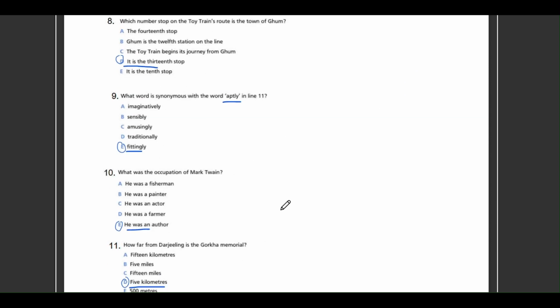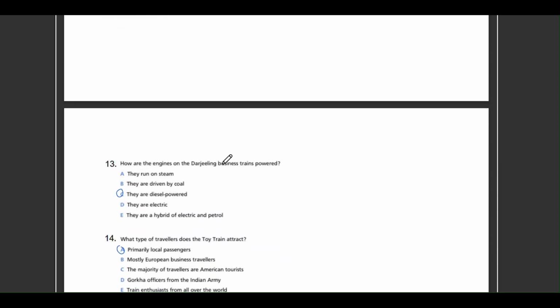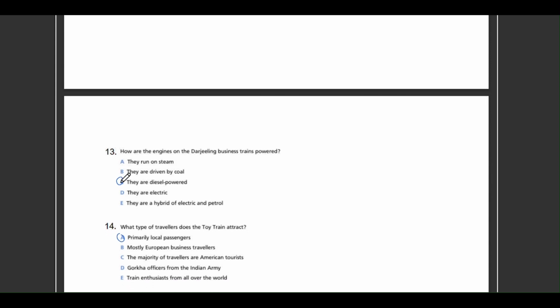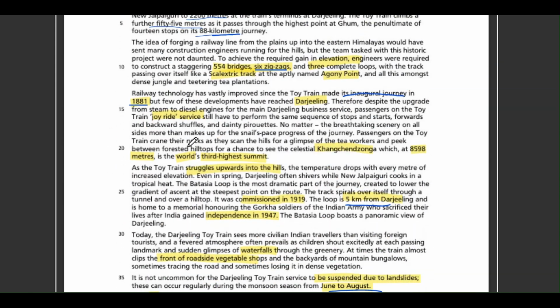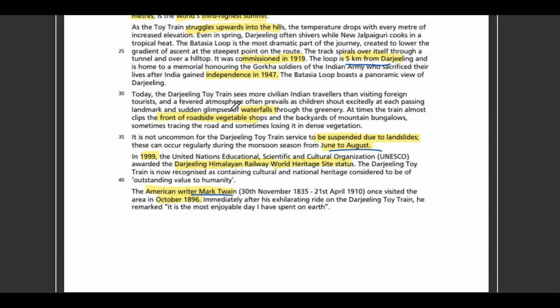Question 13. How are the engines on the Darjeeling business trains powered? Are they A, run on steam, B, driven by coal, C, diesel-powered, D, electric, or E, a hybrid of electric and petrol? The correct answer is C, diesel-powered. Lines 15 to 16 tell us that the engines were upgraded from steam to diesel for the main Darjeeling business service.